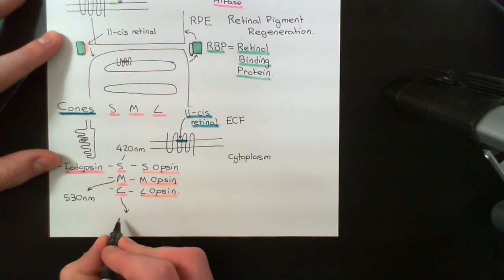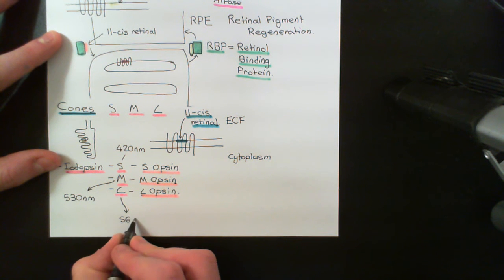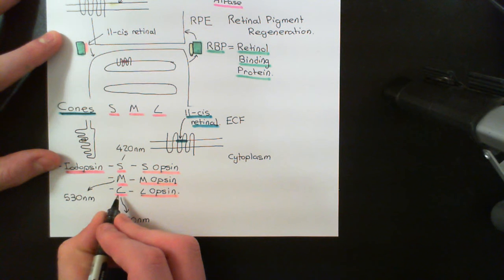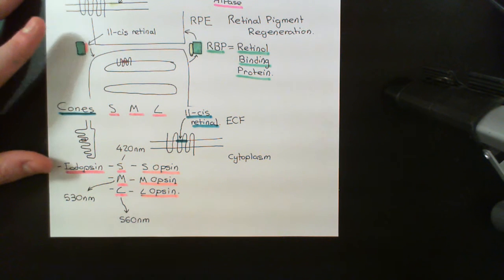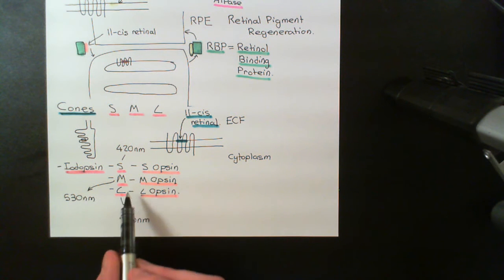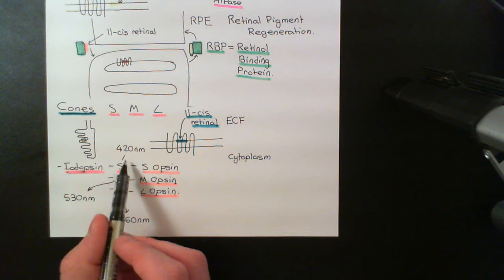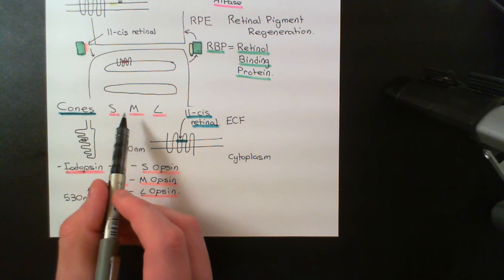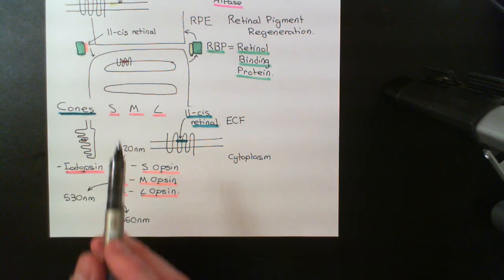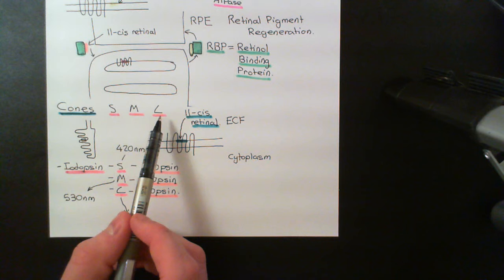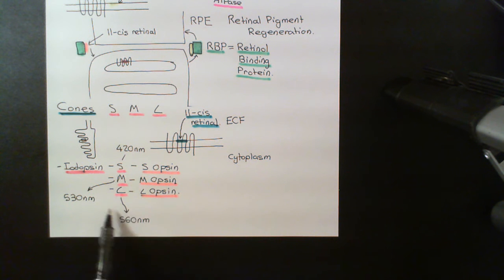For L-iodopsin, the peak absorbance is at 560 nanometers, which is not in the red portion of the visible electromagnetic spectrum. That's why the cones are better called S cones, M cones, and L cones, rather than blue cones, green cones, and red cones, because really this is not the red portion of the spectrum. The red portion of the spectrum is up closer to 700. This is sort of at the greeny yellow portion of the spectrum.